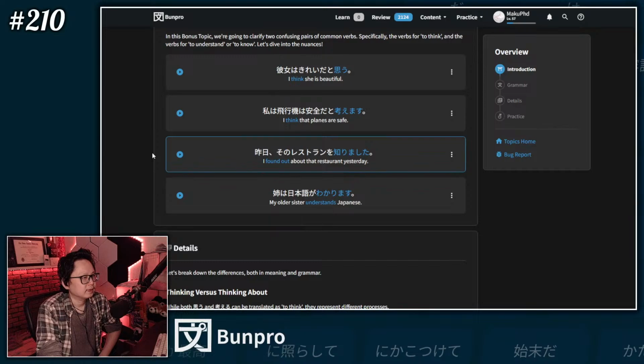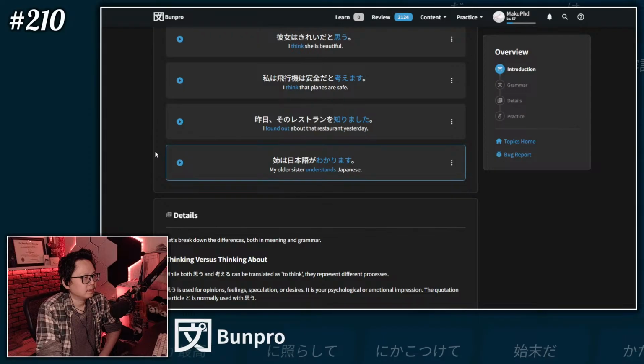昨日、そのレストランを知りました。 Right, this is about knowing a fact. 姉は日本語がわかります。 And then this is about comprehension, is how I typically see it. So, sister understands Japanese, as in like comprehend its meaning and whatnot. And then shirimashita is more like they discovered a fact that can be observable without understanding.